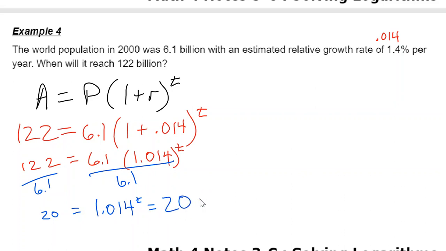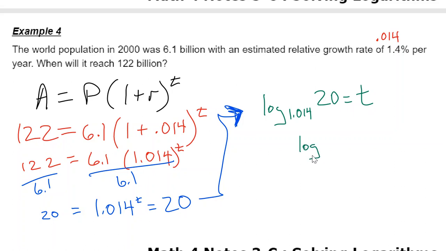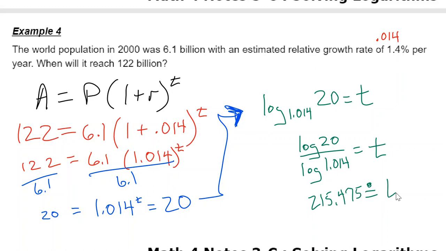I'm going to bring the 20 over there because we're going to turn around and write this as a logarithm. Log base 1.014 to the t goes over there, 20 goes in the middle. And by the time that I say log 20 over log of 1.014, I should be able to punch that in and figure out what it is. Okay, and the calculator says that this should be 215.475.